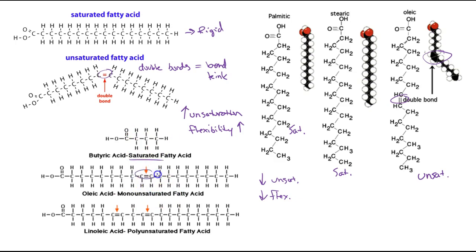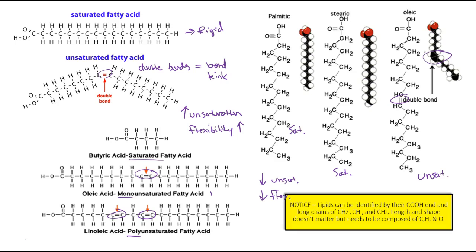Monounsaturated means that you have a single double bond. Mono means one. Poly, just like polypeptide or polysaccharide, means multiple: 1, 2, and you could have as many as 3, 4, 5, 6, 7. As many double bonds results in a more unsaturated fatty acid.